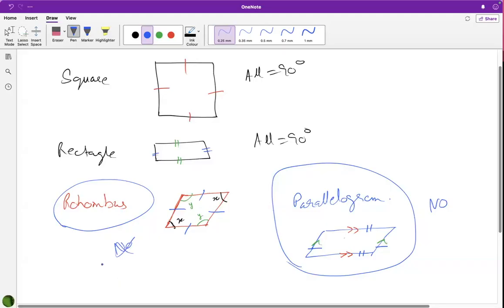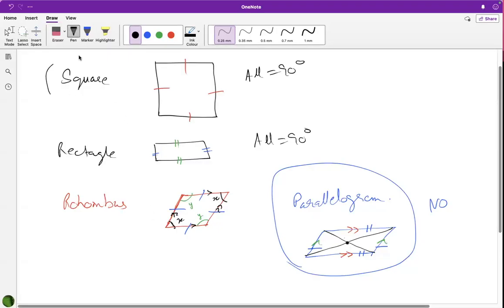We can call a rhombus a parallelogram. Why so? Because a rhombus fulfills all the properties of a parallelogram. What is a parallelogram? It has two pairs of parallel sides. Rhombus has that, yes. It has opposite angles equal. Rhombus has that, yes. In a parallelogram, diagonals intersect at the midpoint. In a rhombus, diagonals intersect at the midpoint, yes. So we can say a rhombus is a rhombus and a rhombus is also a parallelogram.